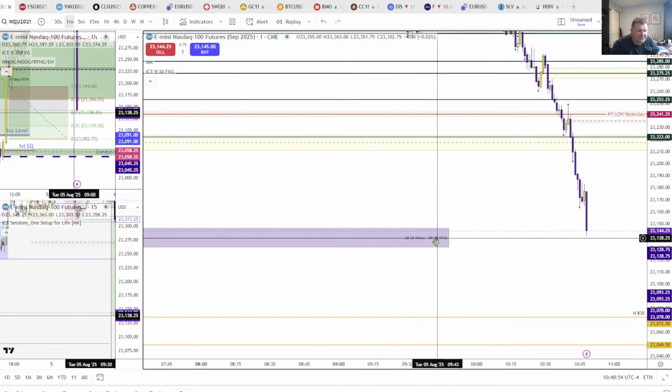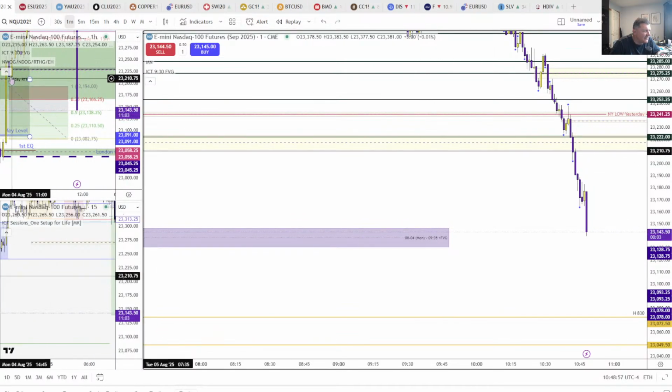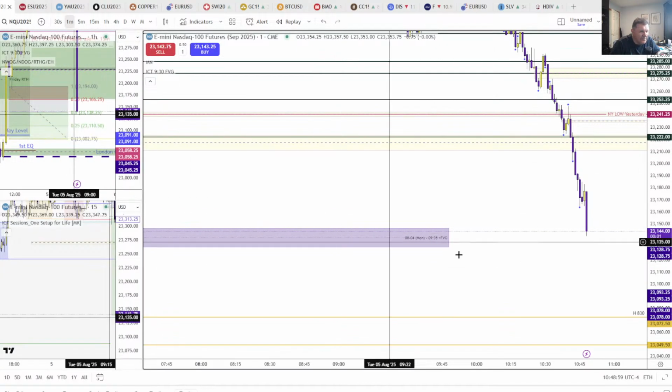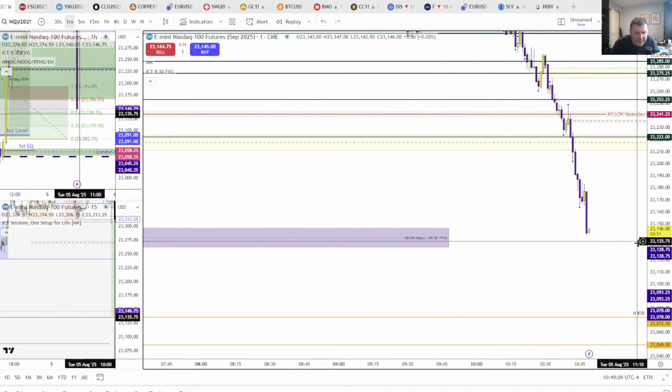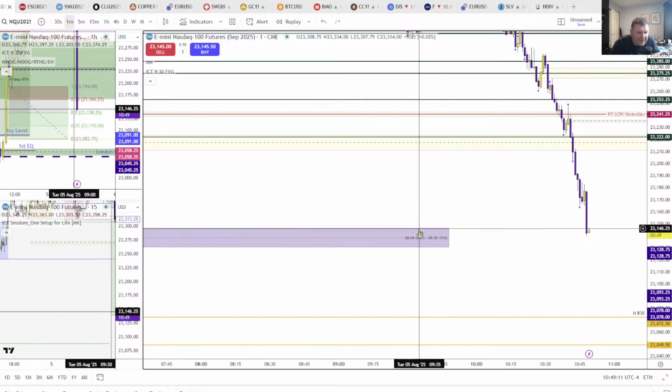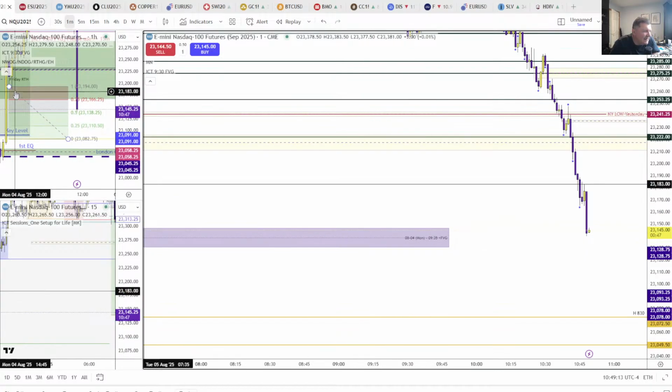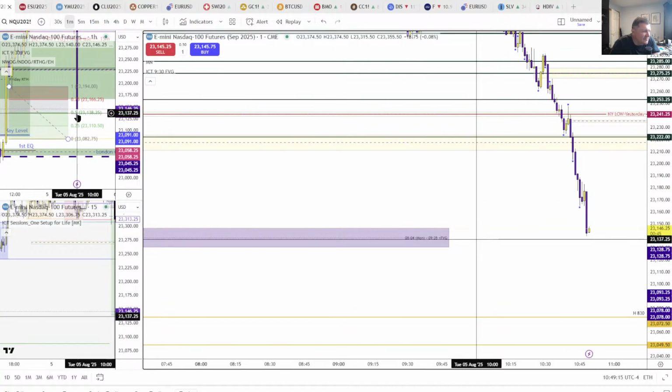138 puts us right inside, strangely enough, the 1 hour first presentation fair value gap on Monday. Its consequent encroachment, what does it put us at? 138. Interesting data points. Do they line up? Is there some strange luck factor going on here? Is there an algorithm involved? You decide for yourself.